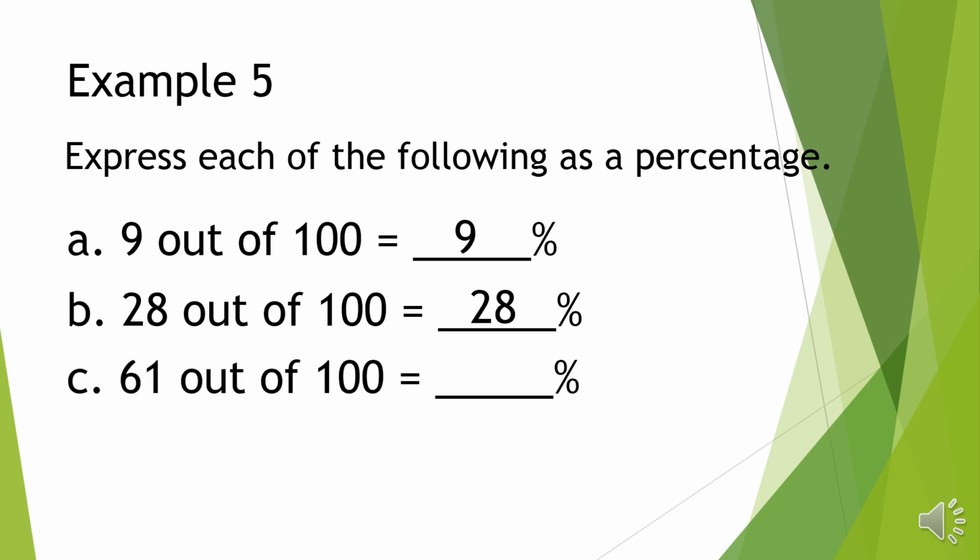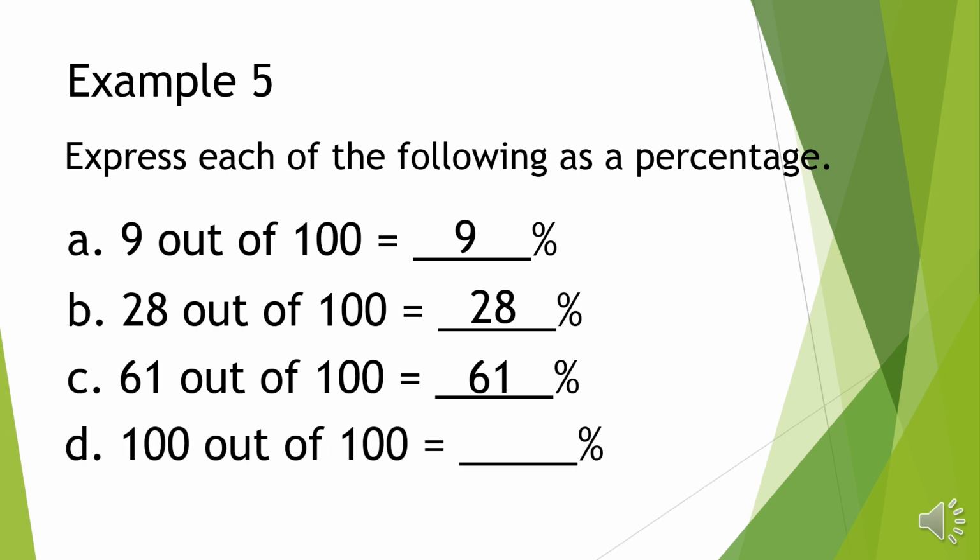Letter C. 61 out of 100 is equivalent to what? So if your answer is 61%, so you're excellent. And letter D, 100 out of 100 is equivalent to what? So if your answer is 100%, you are definitely correct. So if you got all of the correct answers, so you were excellent.